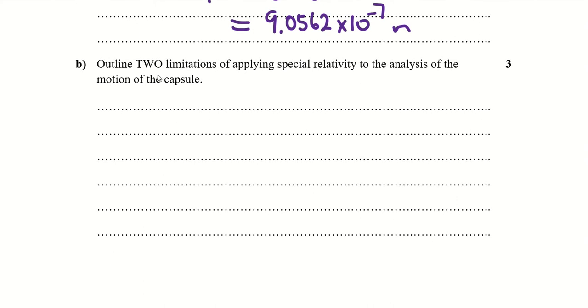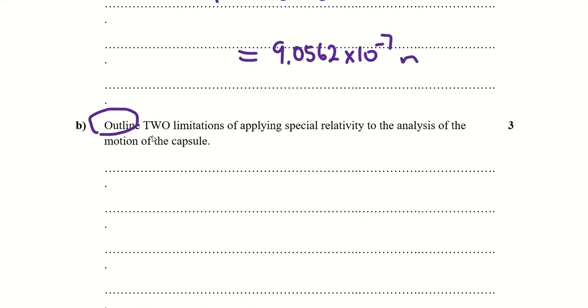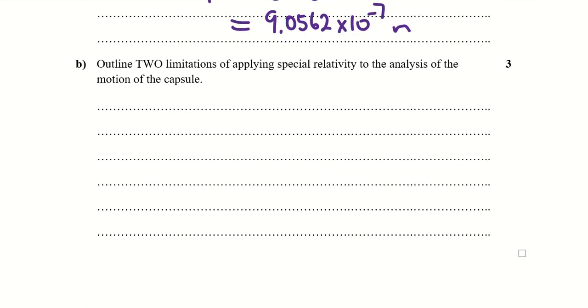Question 2, it says outline two limitations. So we need to firstly outline. I might just highlight it. So we need to outline, and then we need to talk about two limitations applying special relativity to the analysis of the capsule. So special relativity, firstly, special relativity cannot be applied here.